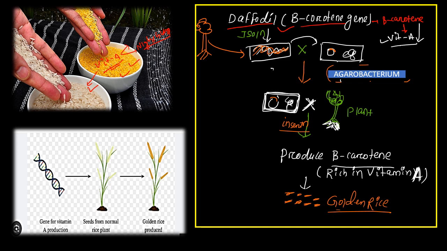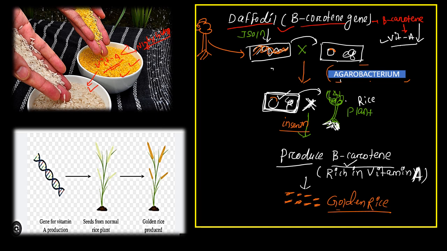The red color is the introduced gene of daffodil in the bacteria. This bacteria is then transferred into a rice plant. After transfer into the rice plant, it integrates with the plant and produces beta carotene.